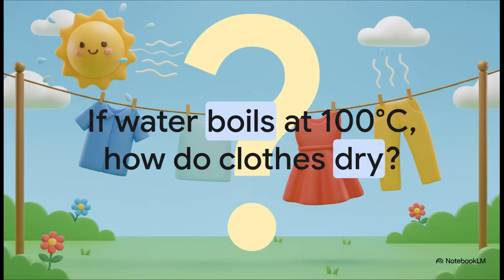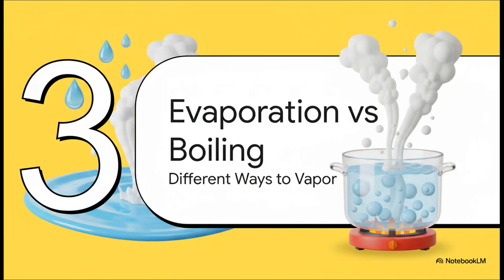But wait, hang on. This presents us with an everyday mystery. If a liquid absolutely needs to reach a high, definite boiling temperature to become a gas, how on earth do wet clothes dry out on a clothesline? I mean, your backyard certainly isn't boiling. To solve this one, we have to look at Section 3, the massive difference between evaporation and boiling.